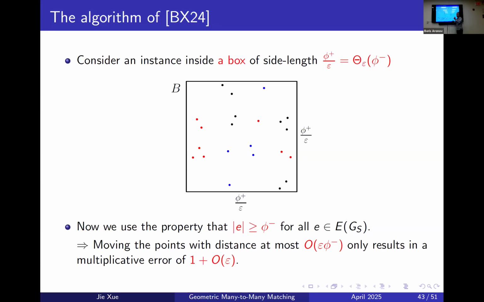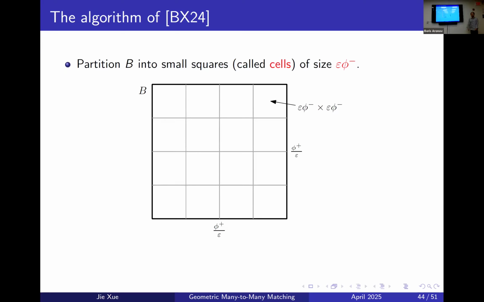Okay. So given this observation, what we can do is further partition this box into smaller boxes with side length epsilon phi minus. Then we have these points. Notice how many cells are there here? It's some constant, because phi minus and phi plus are similar to each other, so this is some constant depending on epsilon.